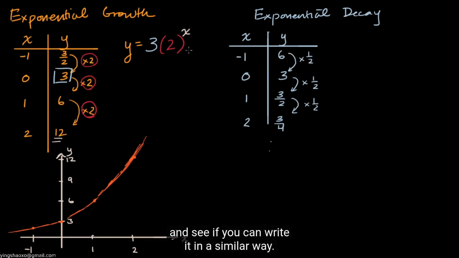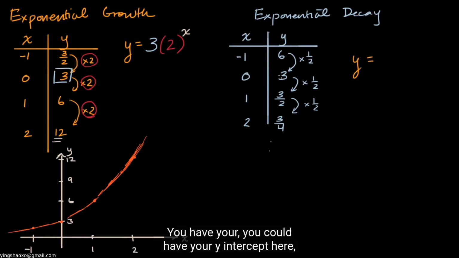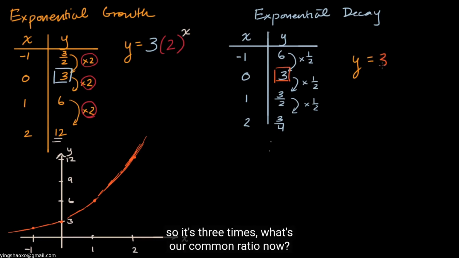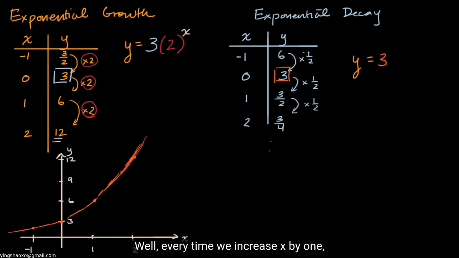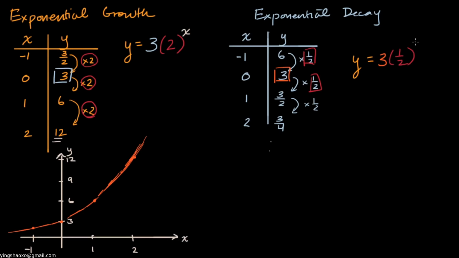I encourage you to pause the video and see if you can write it in a similar way. Well, it's going to look something like this. It's going to be y is equal to, you could have your y-intercept here, the value of y when x is equal to 0, so it's 3, times, what's our common ratio now? Well, every time we increase x by 1, we're multiplying by 1/2. So 1/2, and we're going to raise that to the x power.